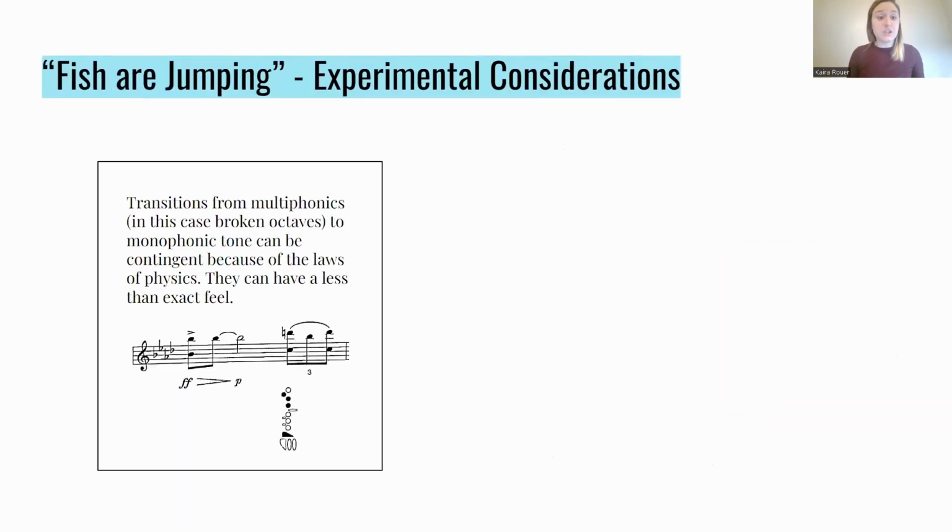The experimental considerations in Fish Are Jumping: we have transitions from multiphonics. In this case, they're largely broken octaves, but we go from multiphonic to monophonic, and this I consider a moment of contingency simply because of the laws of physics. They can have a less than exact feel. It's a very ambiguous motion, just naturally.